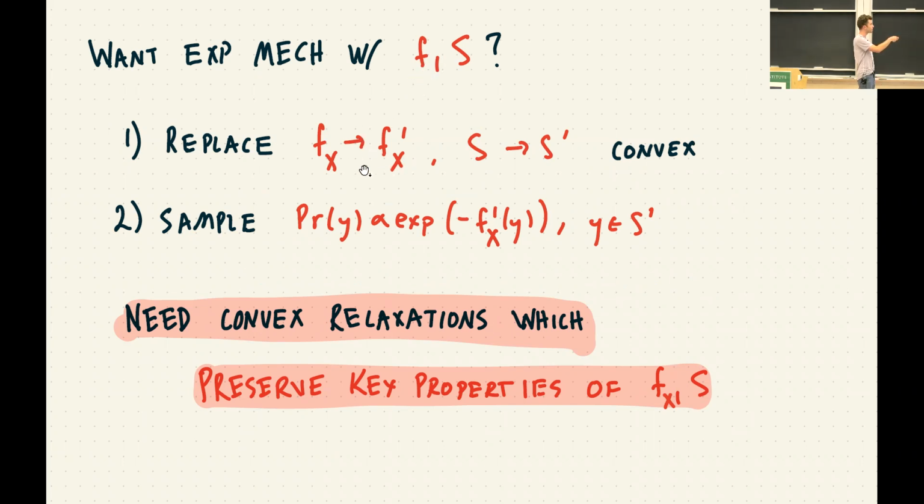We're going to replace both of them with some convex proxies. Actually, I should be saying concave unless I'm talking about minus the score function, but forgive me the inaccuracy. You will replace both of them with some convex proxies, and then we will just hand off to a log concave sampling algorithm to sample from this distribution. So now I have a different distribution, right? It's over a different set, S prime instead of S, and it's using a different score function, F prime instead of F. So we need convex relaxations which preserve the key properties of the score function and the output set that we started with.